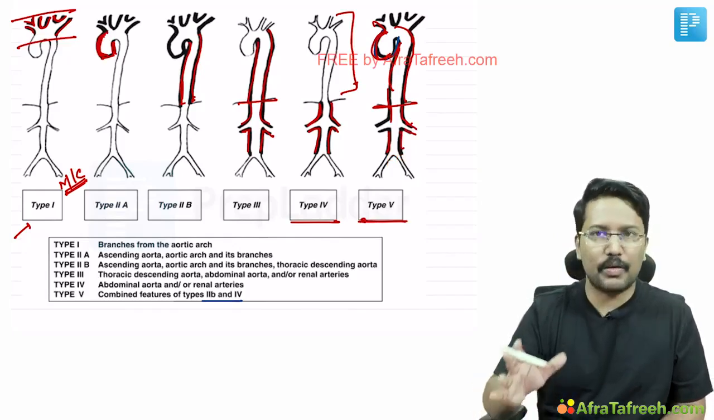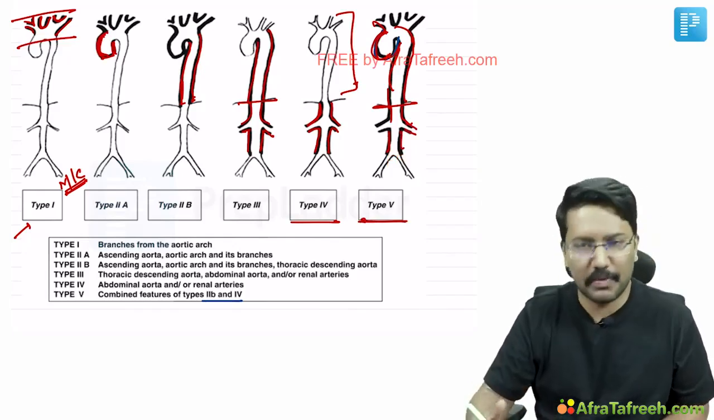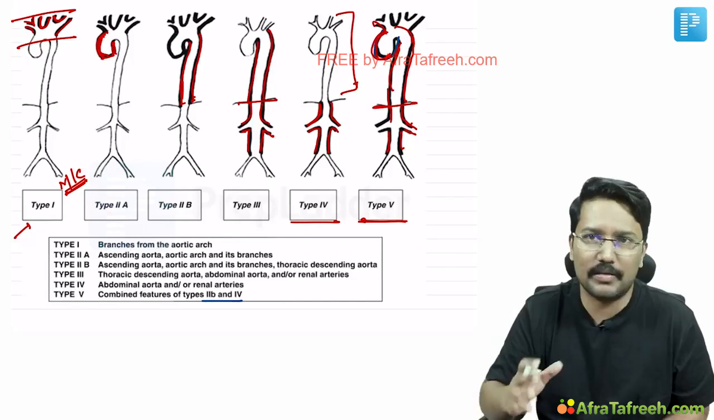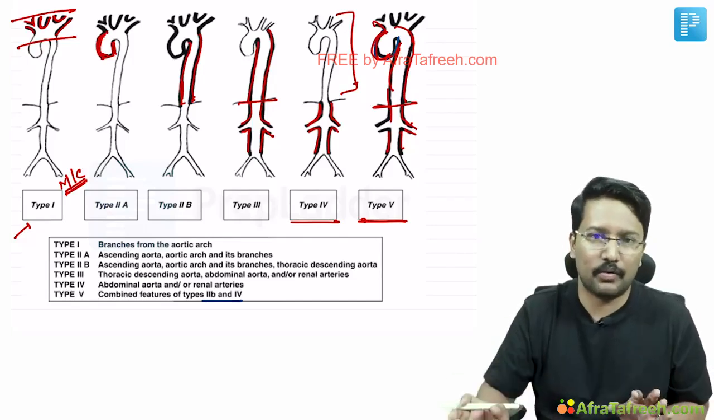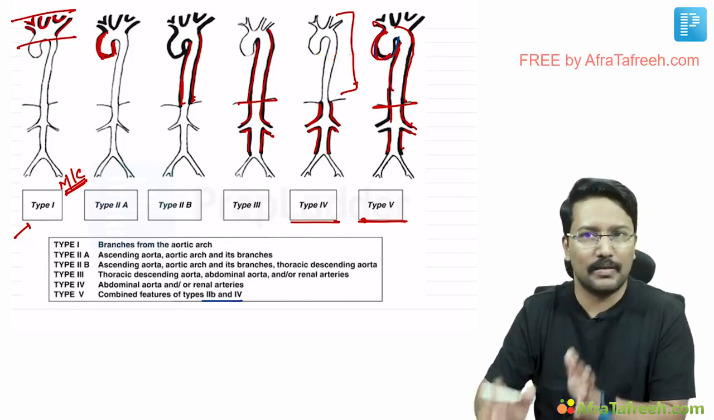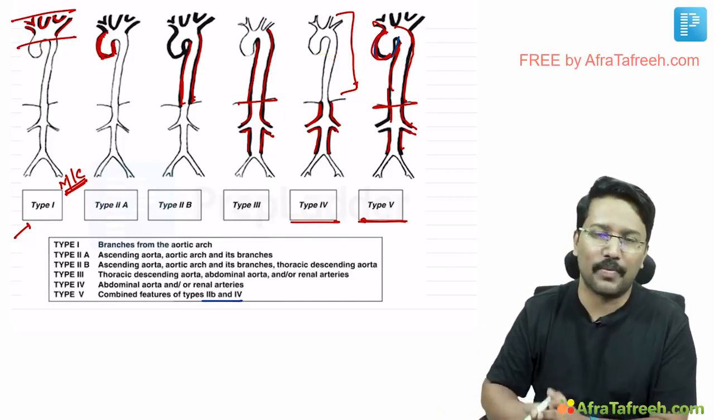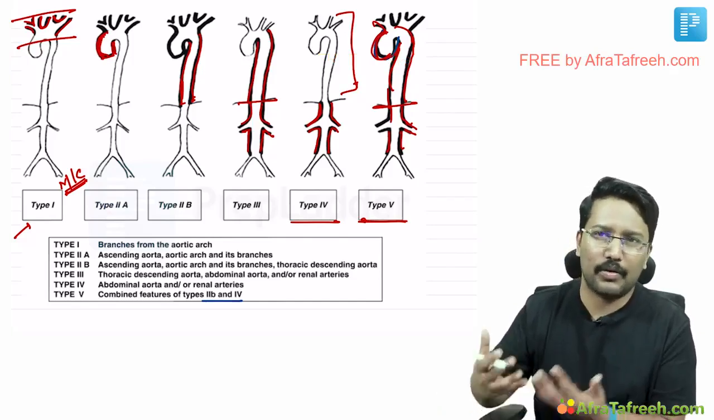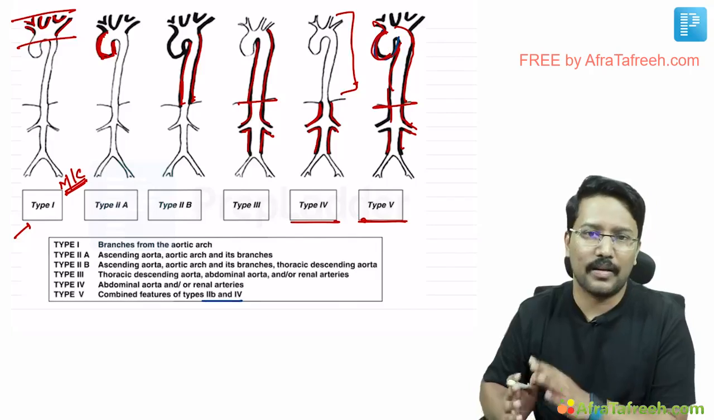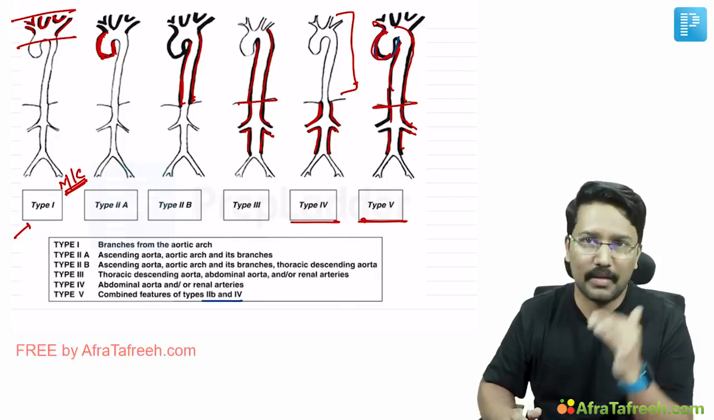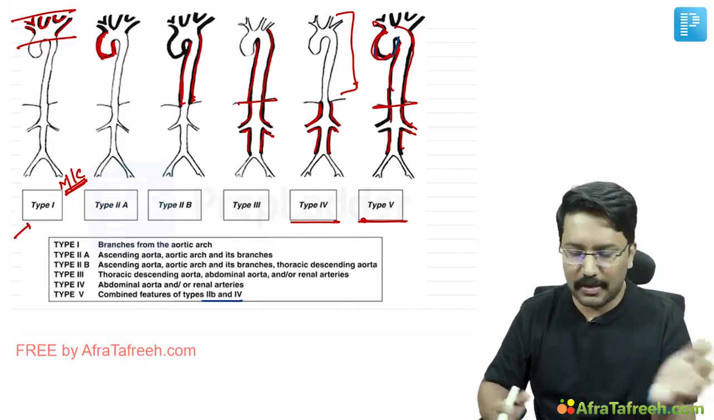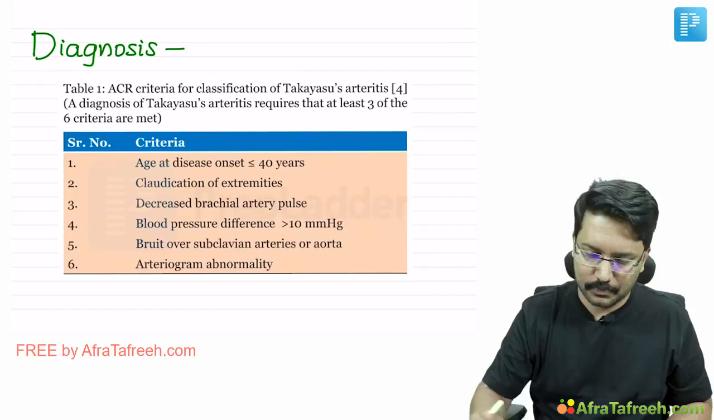So some important MCQs are possible from this classification system, so I want you to memorize it and remember it, right? One simple hack to remember is that from 3 onwards, there is some degree of involvement of the infradiaphragmatic component, or in other words, the abdominal aorta or renal arteries. In 2B, everything above the diaphragm is involved, right? So with that, you can remember the rest of the things.